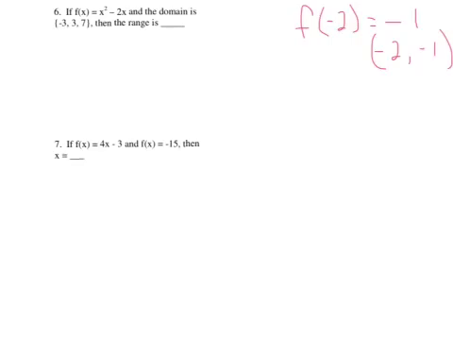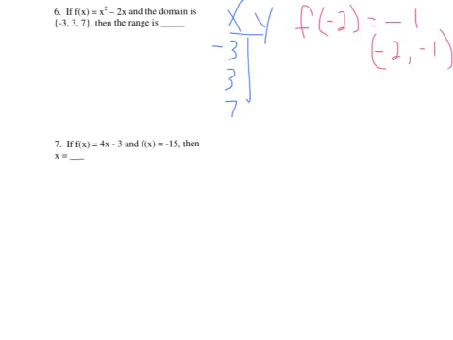Okay, number 6. If f of x equals x squared minus 2x and the domain is negative 3, 3, and 7, then the range is what? Right here it's telling me the domain is that. So I'm just going to draw a little table real quick. X's and Y's. And I'm going to label the x values. So we have negative 3, 3, and 7. So I need to find the range, or the y values.